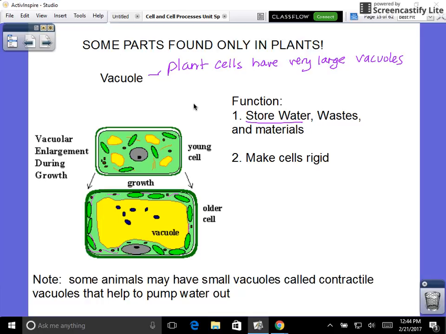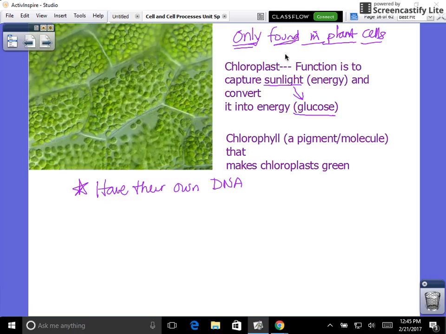Now, animal cells can have vacuoles, but plant cells have extremely large vacuoles. So you can see this is an older plant cell and has a very large vacuole that takes almost the entire space of the cell, because the job of the vacuole is to store water, waste, and materials, and it also helps make cells a little bit more rigid. So some animal cells that have these are called contractile vacuoles, and they may help pump water out of some cells.